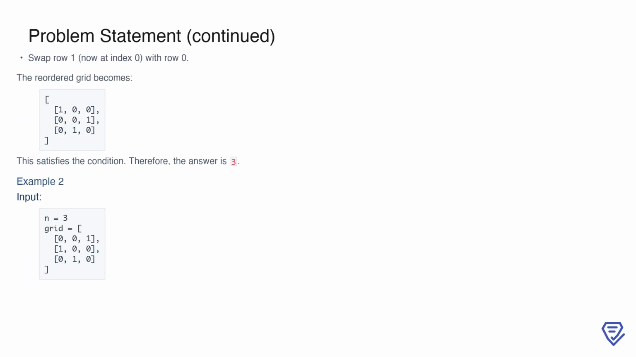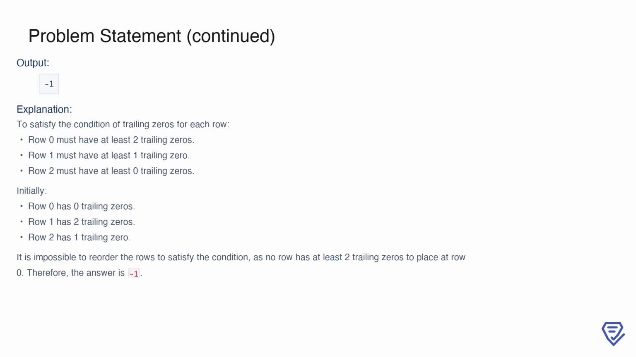Here's how the swaps happen. First, row 2 is swapped with row 1. Then, row 2, which is now at index 1, is swapped with row 0. Finally, row 1, now at index 0, is swapped with row 0. After these swaps, the reordered grid becomes 1, 0, 0, 0, 0, 1, 0, 1, 0. This new arrangement satisfies the required condition for trailing zeros in each row, and the total number of swaps performed is 3. Now let's look at another example.